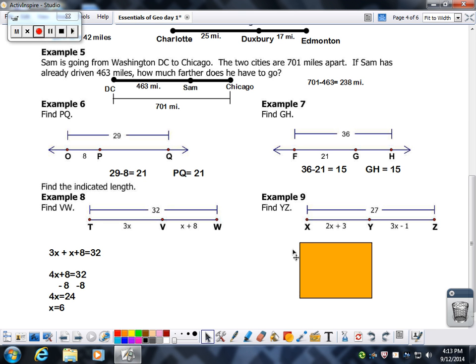Now that we have x equals 6, we're not done. Now we take x, which we found was 6, and we plug it back into the original problem. So it says find VW. So VW is from here to here. So instead of x, we're going to plug in 6. So we're going to do 6 plus 8, which in total is going to give us 14. So VW is 14.